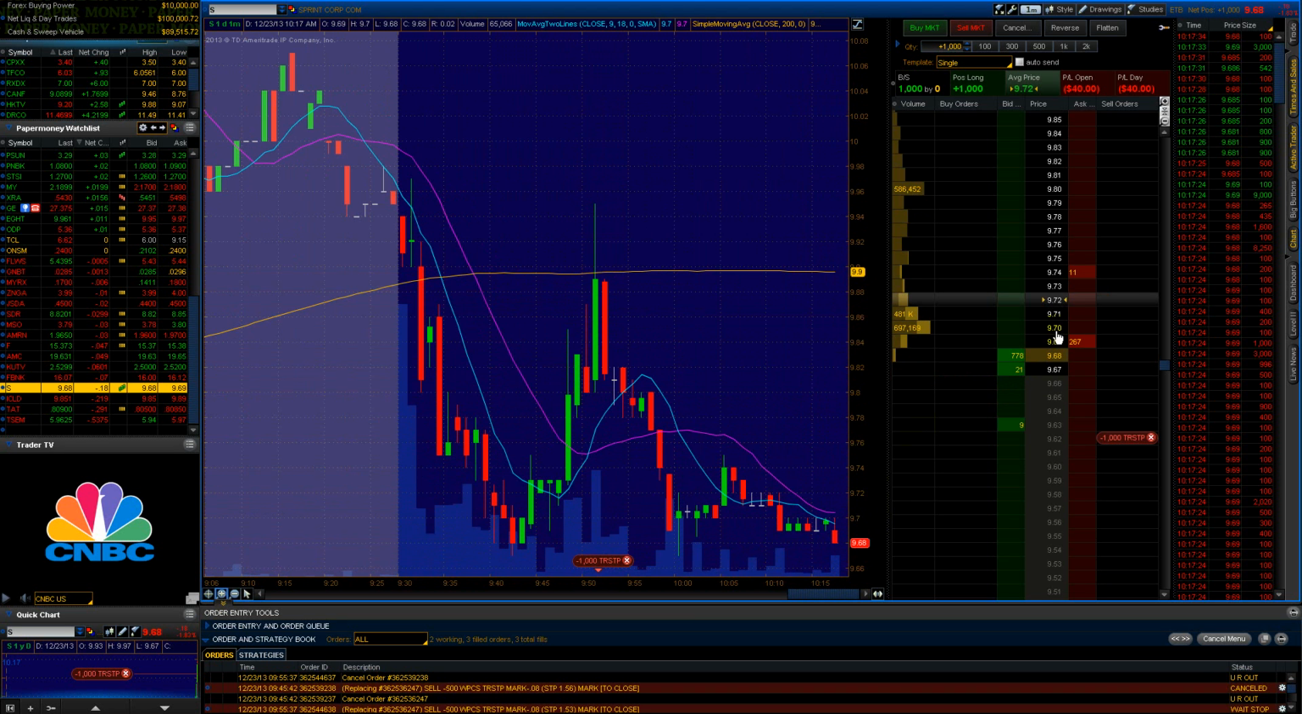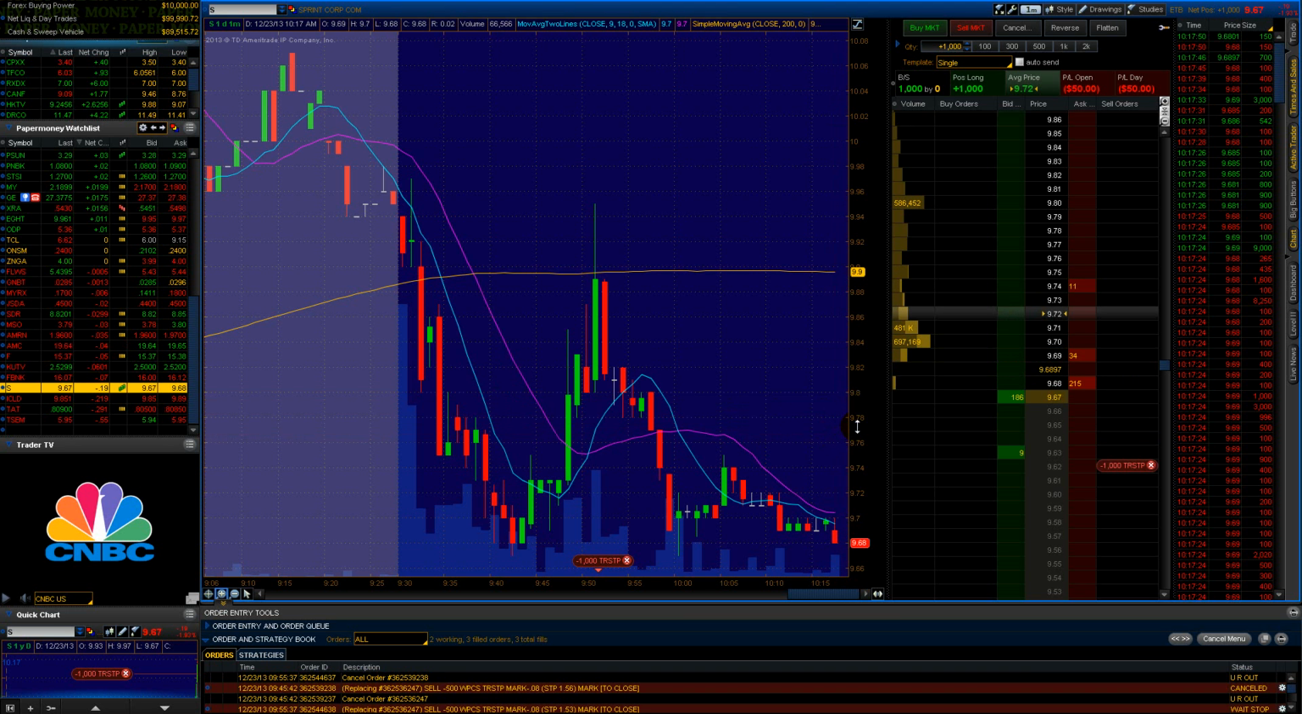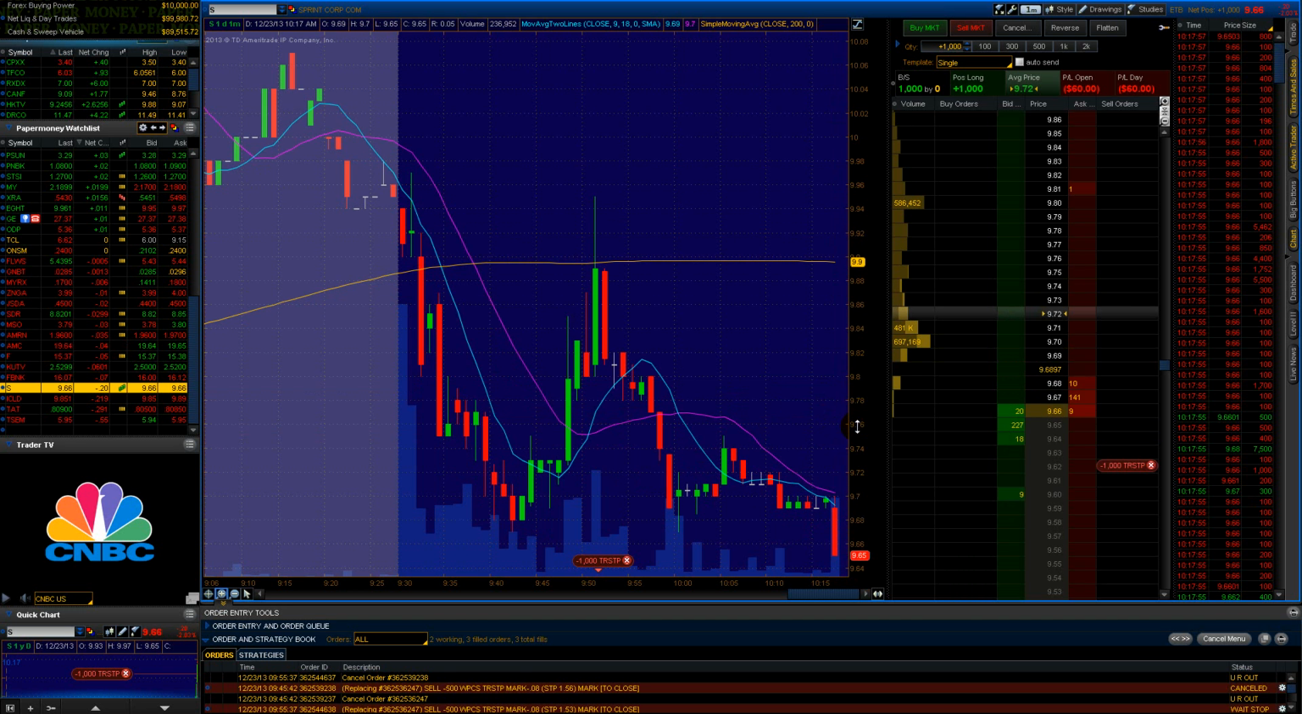I might decide to jam the sell market button as soon as it gets up to 976 or 975, if it does, because these stocks move a lot. So this is day trading. If you don't want to day trade, then you just buy it, and you don't really have to necessarily worry about these stops or trailing stops or things like that.